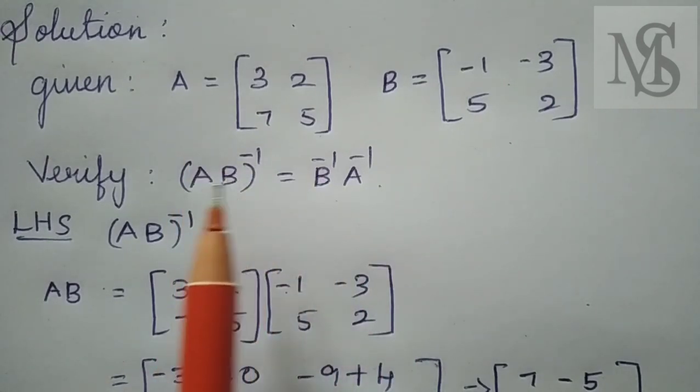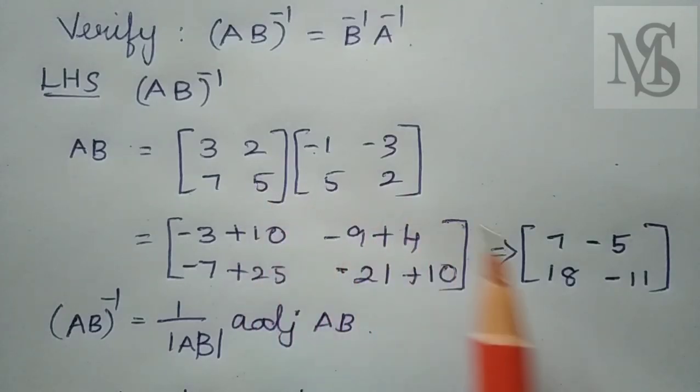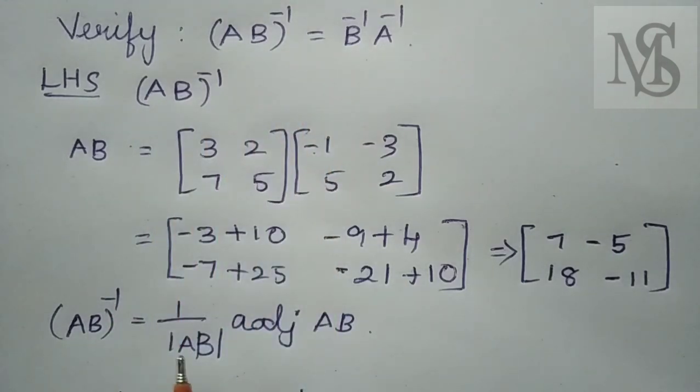First we are taking the left hand side. LHS is (AB) inverse. First we are finding AB. A into B is, we are multiplying both the matrices. By multiplying we get a matrix like this, and we have to find (AB) inverse. (AB) inverse is equal to 1 by modulus AB into adjoint AB, is the formula. First we are going to find modulus AB and next adjoint AB.